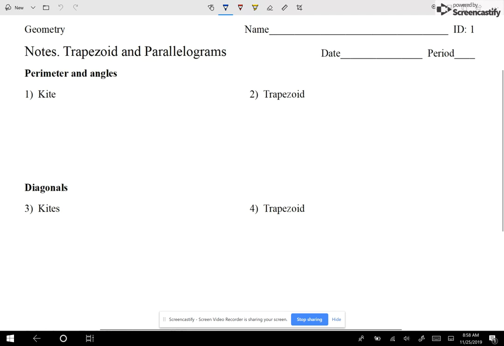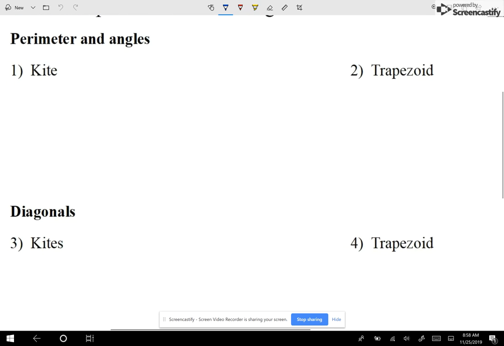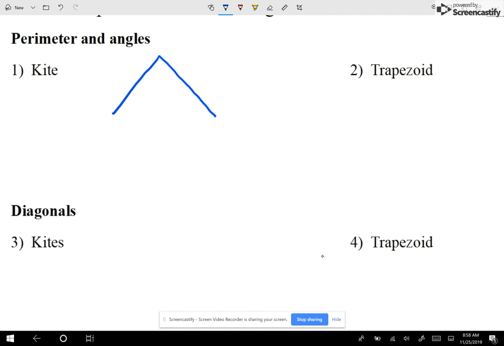The cool thing of the kites, I know we talked about the figure before, so let me draw a kite. One cool thing about the kites is that the top two sides are equal and the bottom two sides are equal. Not all four, just the top two are equal, the bottom two are equal. So if I came and I told you this is 5 and this is 7, you know this is 5 and this is 7.